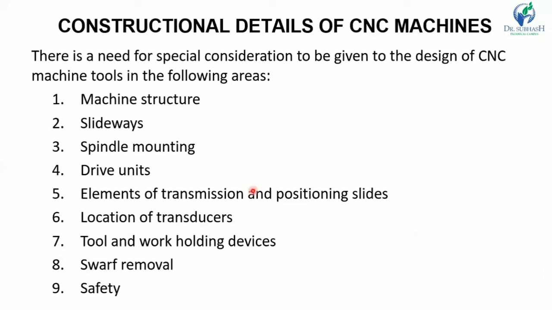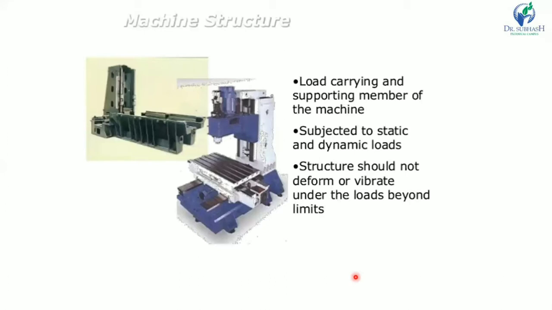So, the following are the areas where we have to concentrate: the machine structure, slide ways, spindle mountings, drive units, elements of transmission and positioning slides, location of transducers, tool and work holding devices, swarf removal, and safety. These are the basic parts that we have to consider. Now let us see them one by one. First is the machine structure.